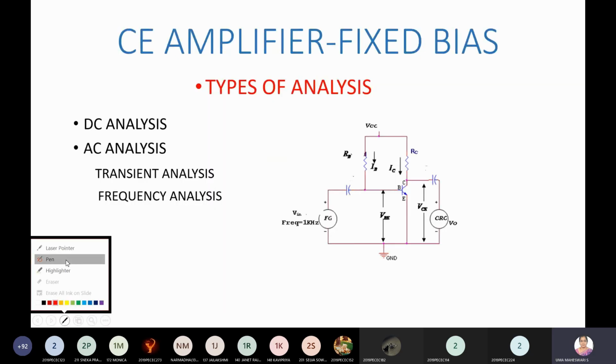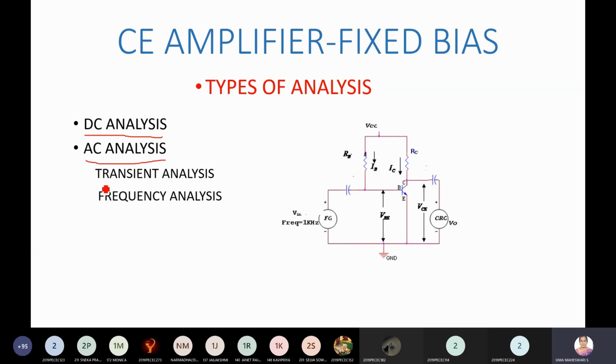So actually you can do three types of analysis, right? The first one is called DC analysis. DC analysis means you're going to determine all the Q point values, that is, all your DC voltages and currents with respect to the applied DC voltage. Then under AC analysis, we are going to see the waveform with respect to time. That is called transient analysis.